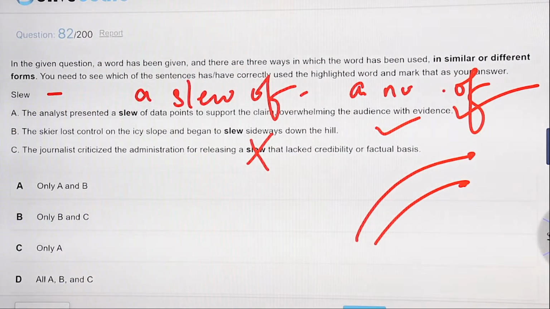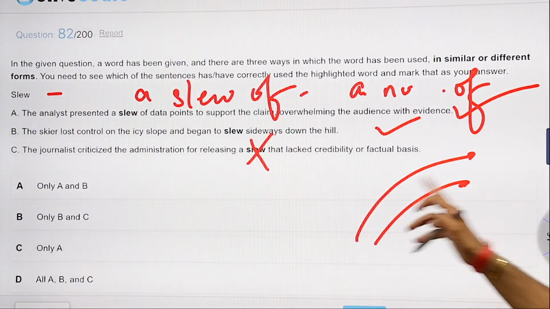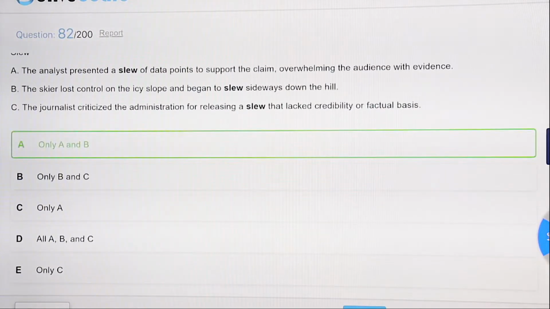A slew of. So Neha, good afternoon. Hey dear. Yes, the first and the second one only, not the third one, is going to be the appropriate one.